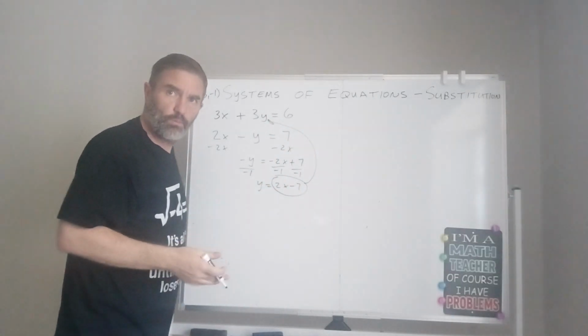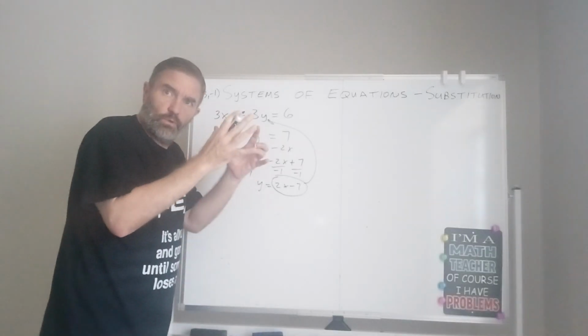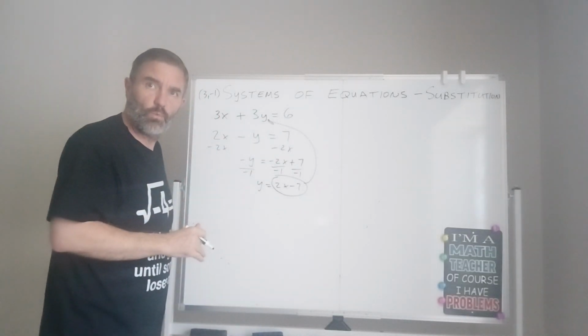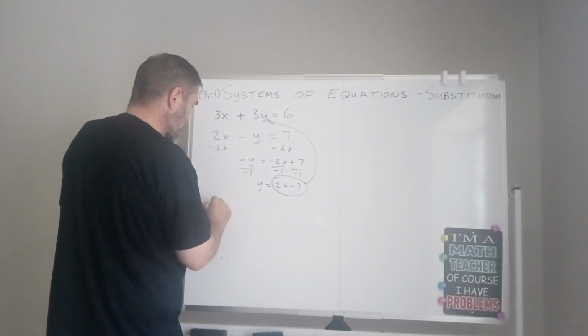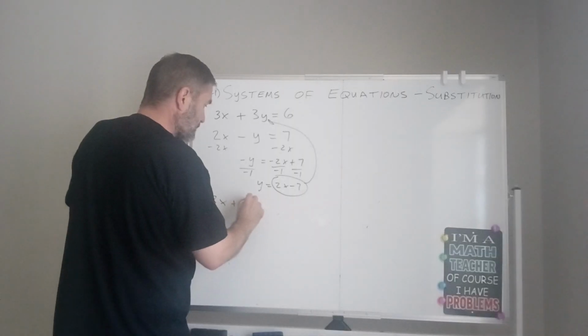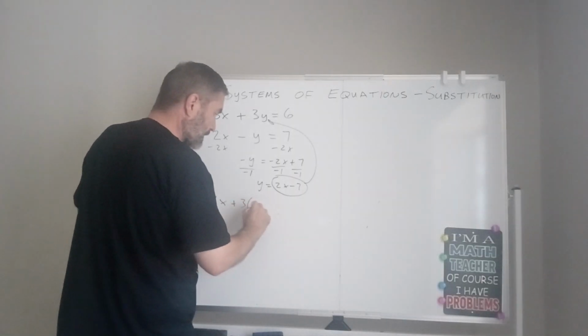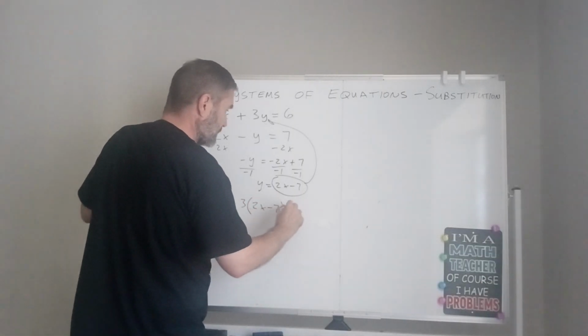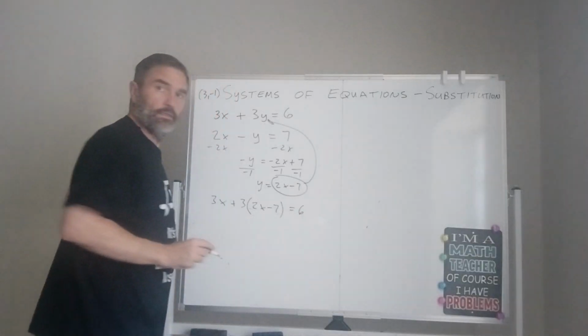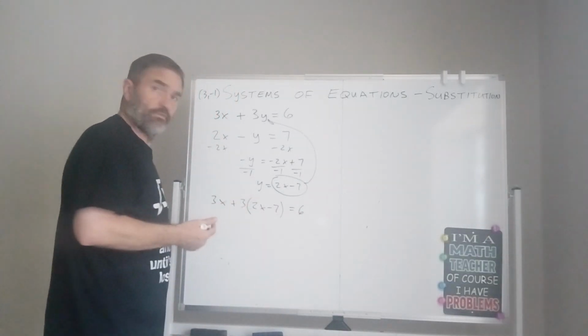That's the substitution property of equality. If two things are equivalent, you can replace one with the other. So this is now 3x plus 3 times what my y is, and my y is now 2x minus 7, equals 6.